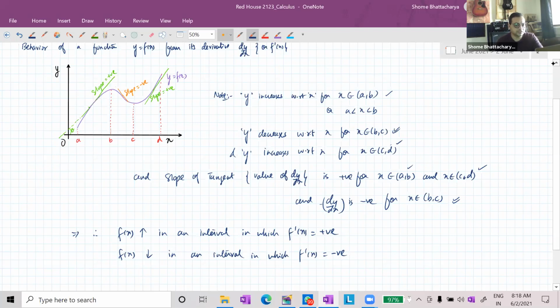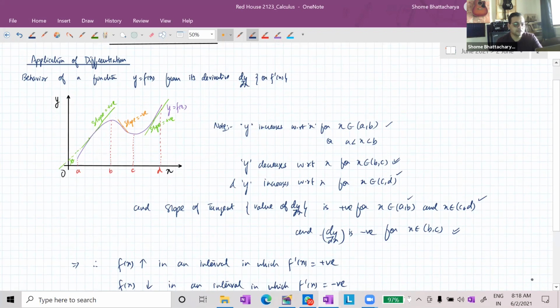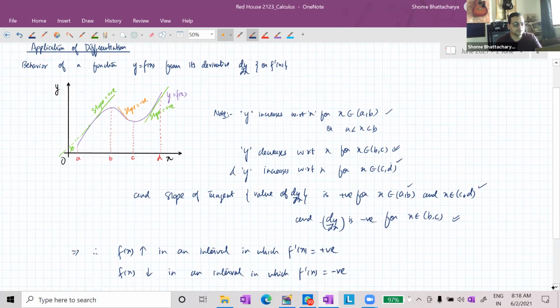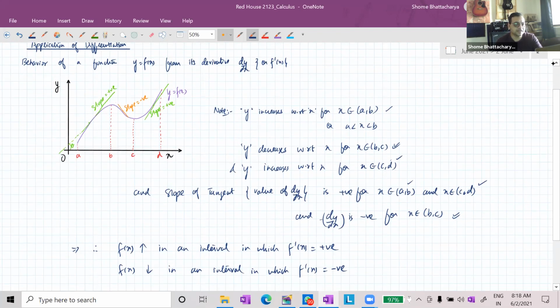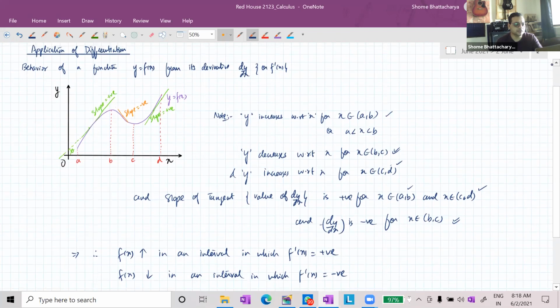But first of all, we can see that if in an interval the value of the derivative is positive or negative, then from that we can directly correlate that in that given interval the function is either increasing or decreasing. So just make a note of this point over here and make sure you understand the correlation between the graph drawn and the information given about it here. If there's any doubt, just let me know.